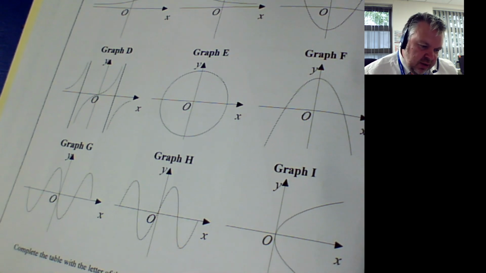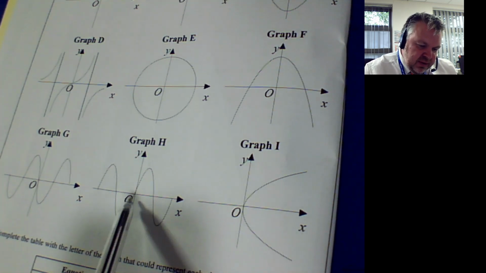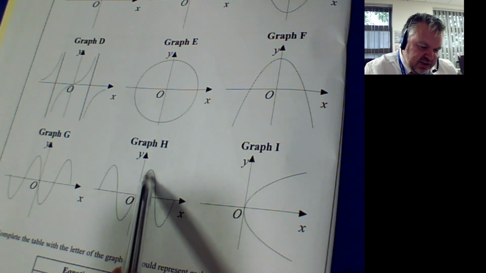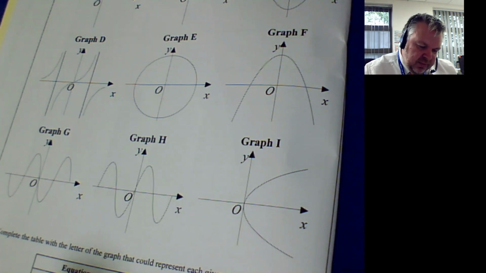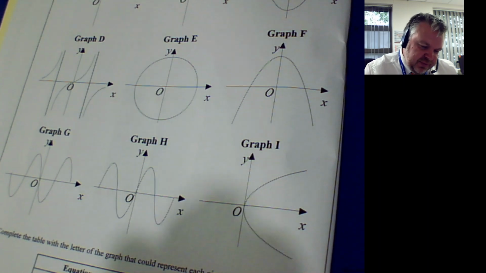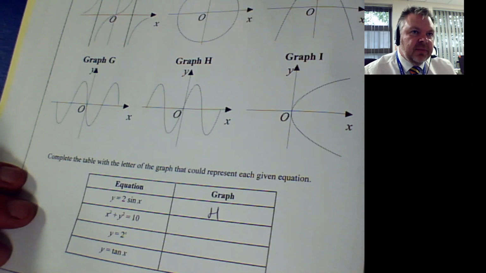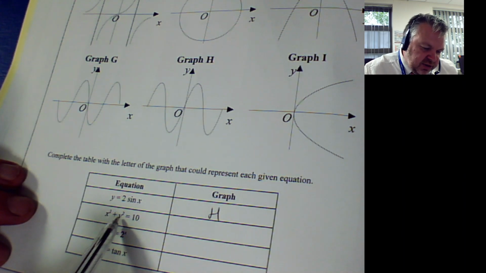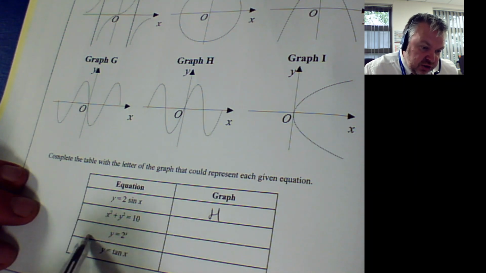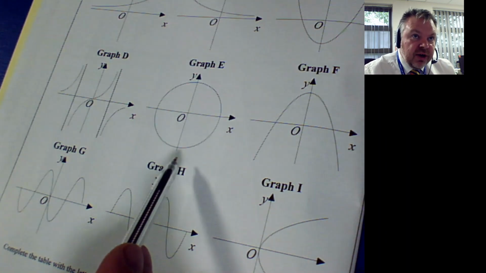So first one, looking for a sine graph, H. Sine starts at 0, goes up and down. The fact that it's got 2 there is irrelevant. So this one is H. Next one, x squared plus y squared equals something, that's a circle. There is only one circle graph, that's E.